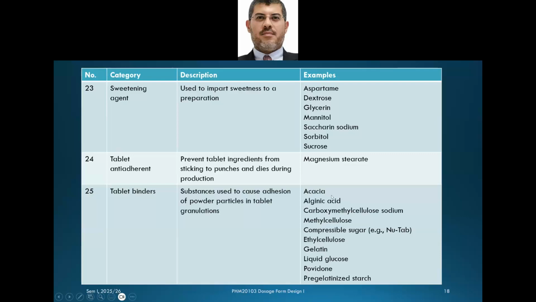Some of them are like acacia. Acacia is Arabic gum, a gummy material. Some are alginic acid. All these materials are called sticky materials. Carboxymethyl cellulose as well, and cellulose esters and cellulose polymers as well.